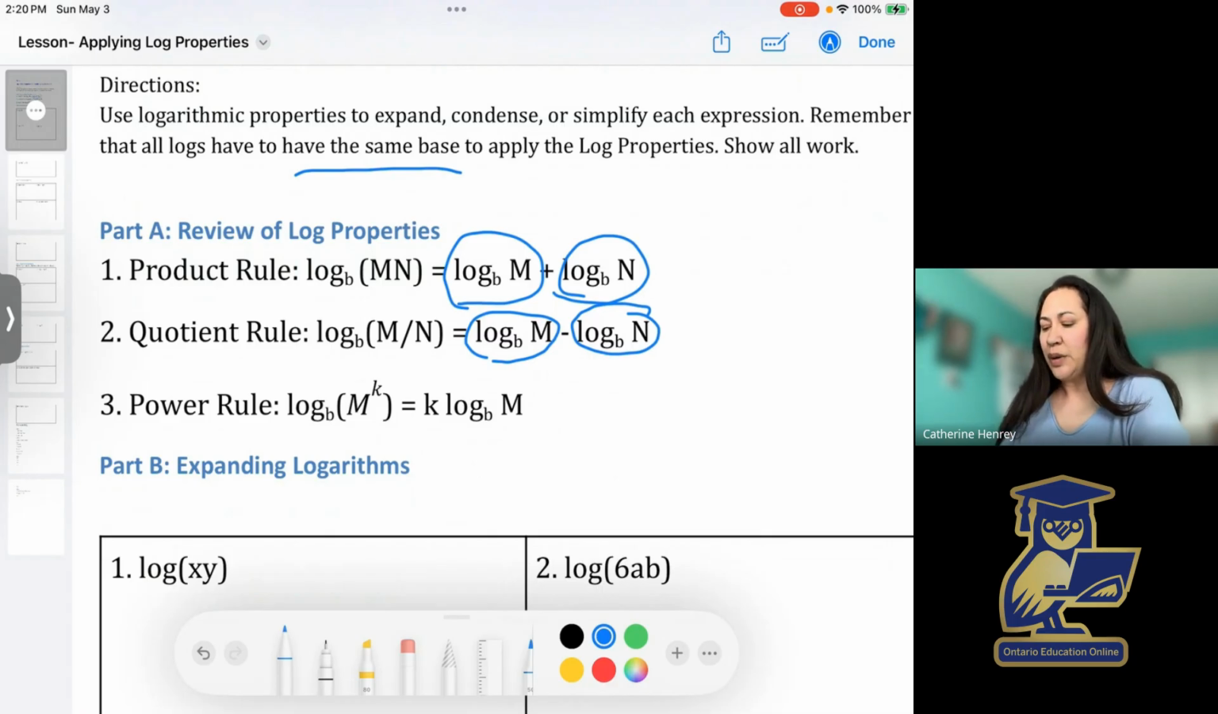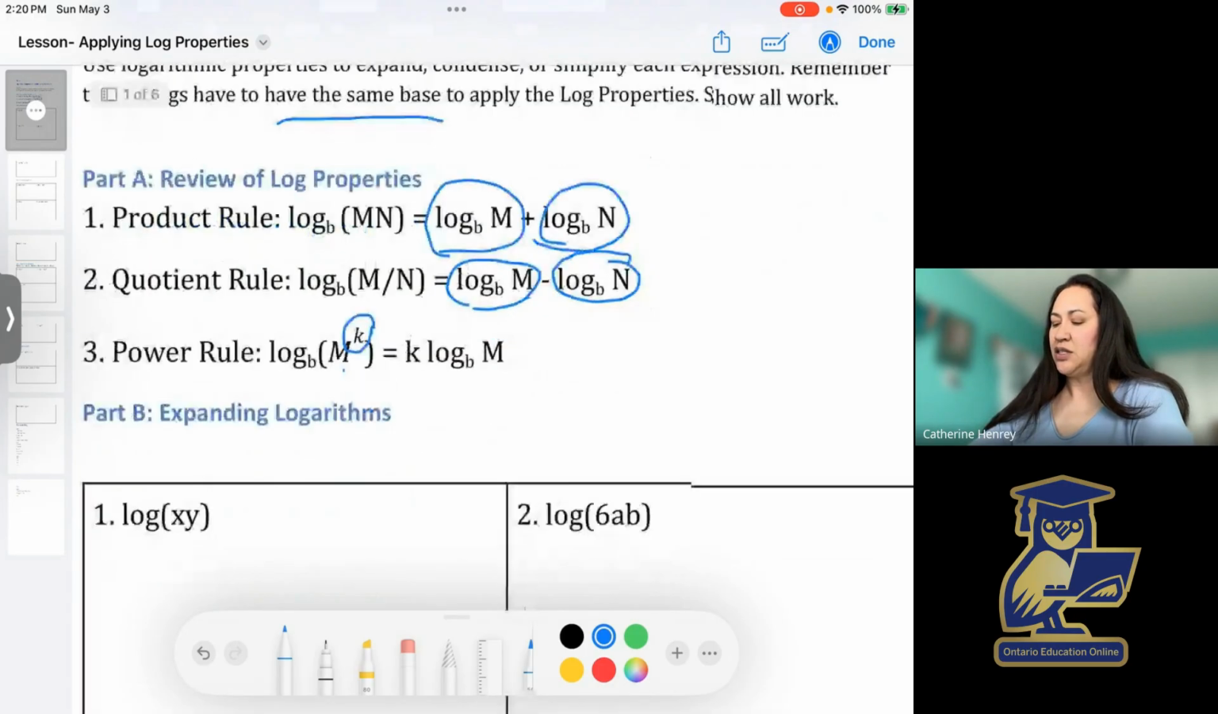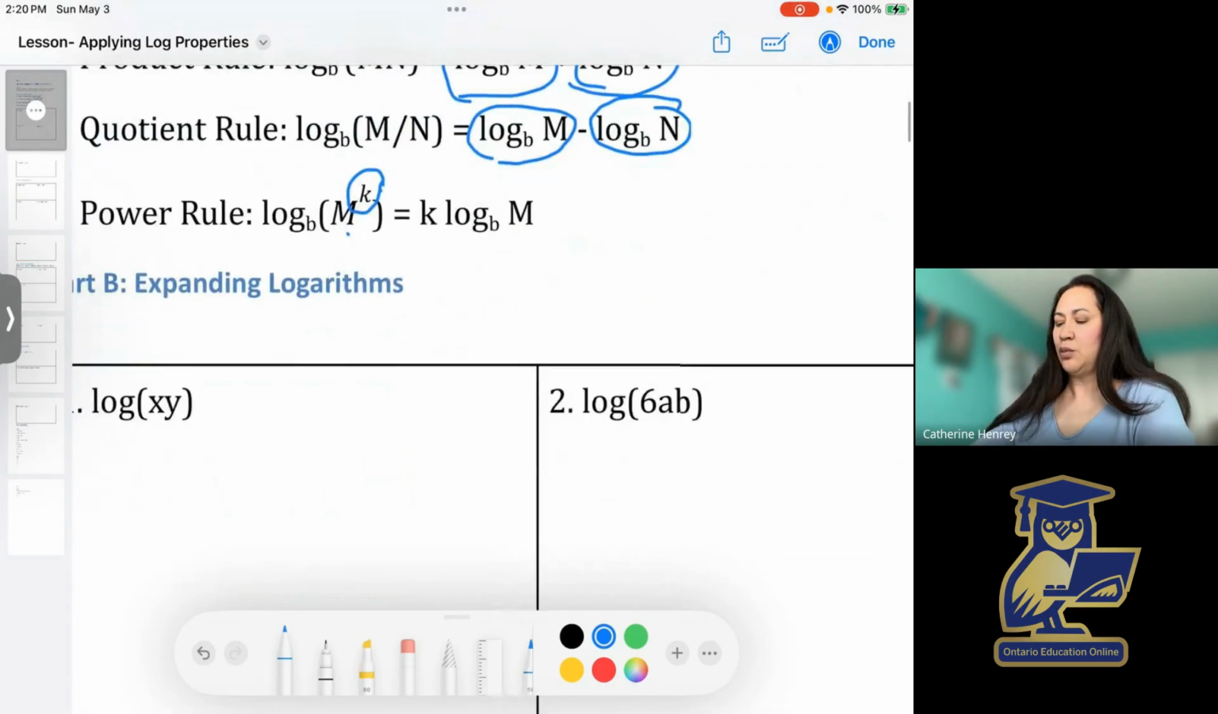The third one is a power rule. So we have the log of m to the power of k to the base of b is equal to just taking that exponent and pulling out in front as a coefficient. So this is k times the log of m to the base of b. So these log properties allow us to expand and condense or simplify different expressions. So let's take a look at a couple of examples.